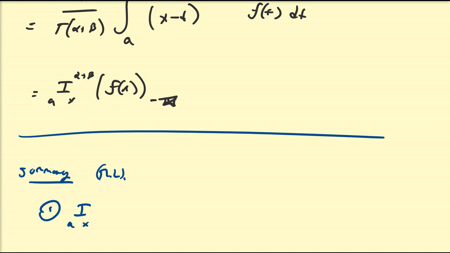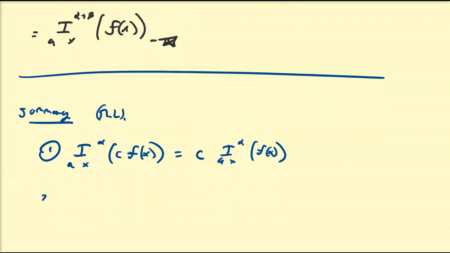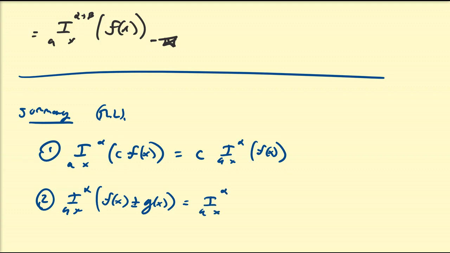The integral from a to x of order alpha of c f of x. As we said, the constant can factor out, so we have this property. We also have the linear property, so we can rewrite this as just I_a^x alpha f plus or minus I_a^x alpha g of x.